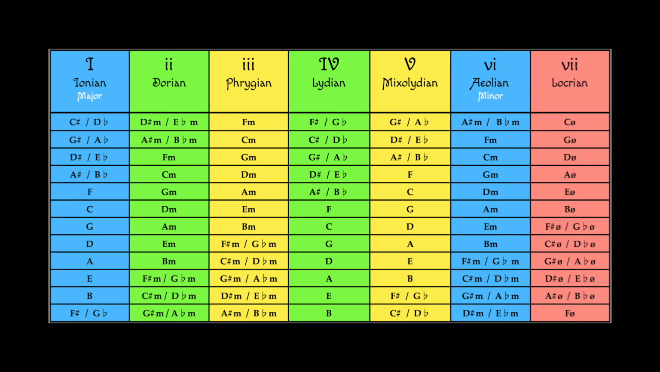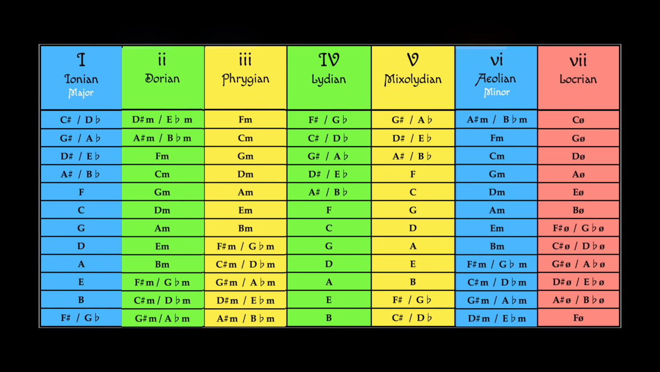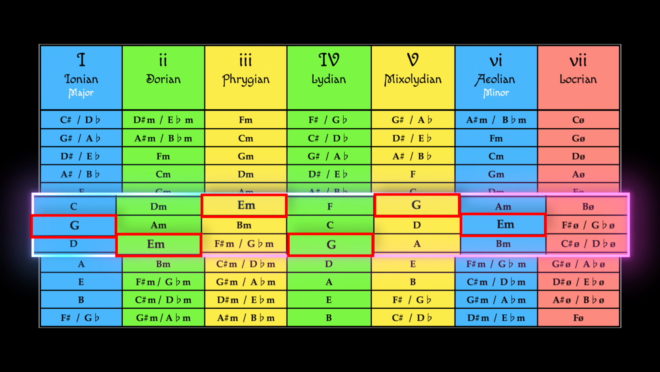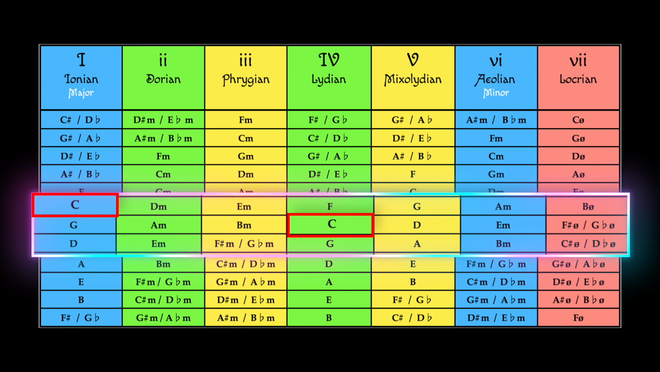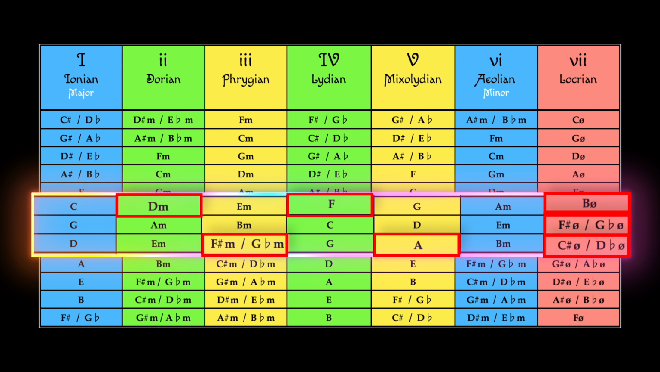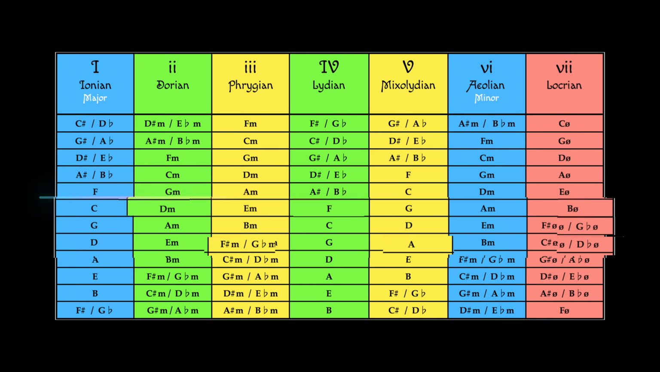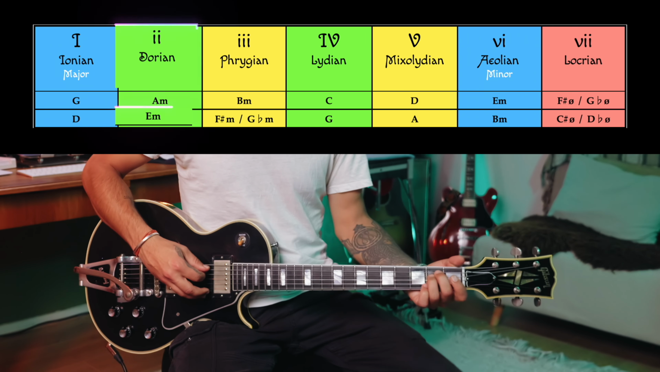Remember that we have 3 minor modes to work with. As you notice, some chords stay unchanged in all 3 modes. But some chords do change. That's where the magic of modal interchange comes in. Grabbing chords from neighboring modes to spice things up. Let's start in Dorian.